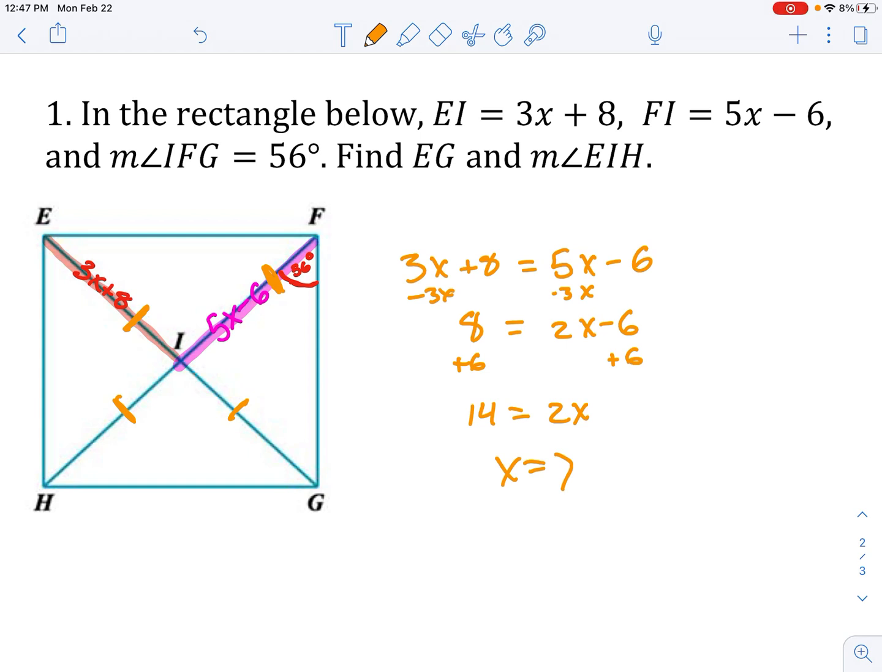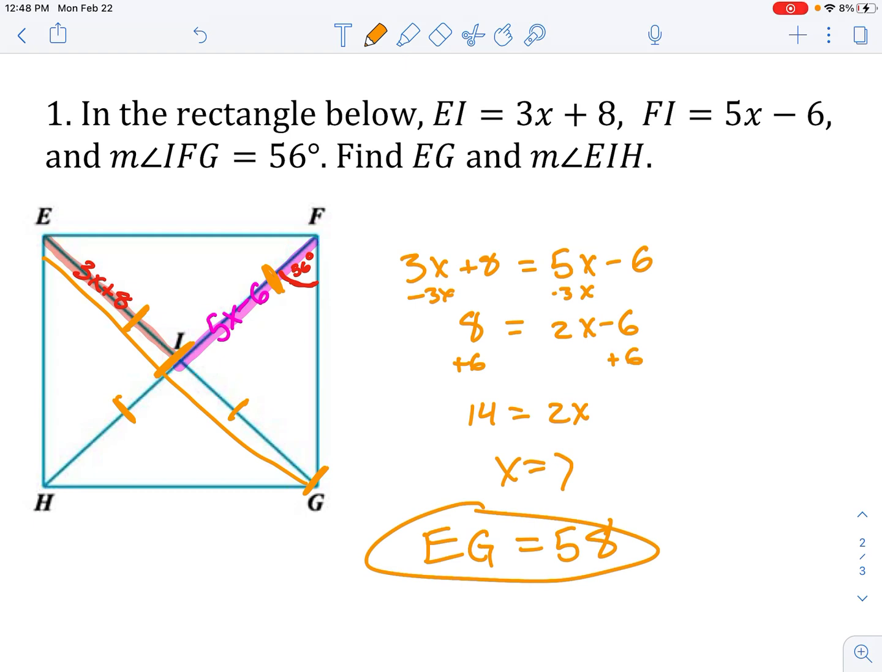So if x equals 7, and we're trying to find, what are we trying to find? EG, we're trying to find this entire length there. So if I plug that 7 back in, 3 times 7 is 21, plus 8 is 29. I'm going to have to double that, though, because that's only half of it, right? So I need the other half, which is the exact same thing. So 29 times 2 is 58. So EG equals 58. And then we need EIH. So we need the angle EIH.